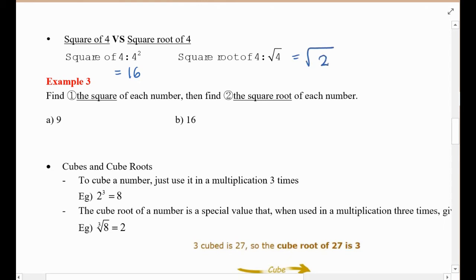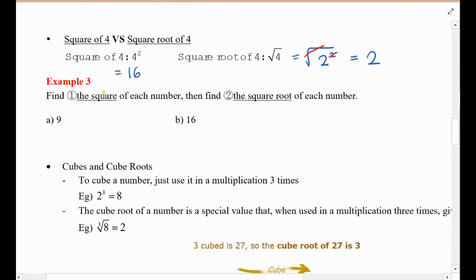4 is the same as 2 squared. Then we can cancel the square root and the exponent 2, and the answer becomes 2. So the square root of 4 is root 4. Okay? And if you evaluate it, that is 2. Don't get confused. Square of 4: repeat multiplying 4 twice. Square root of 4, that is root 4, and that is 2.